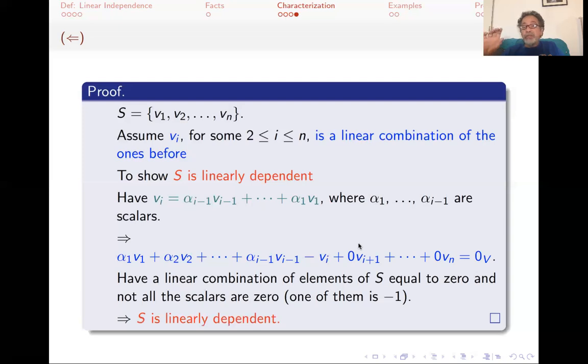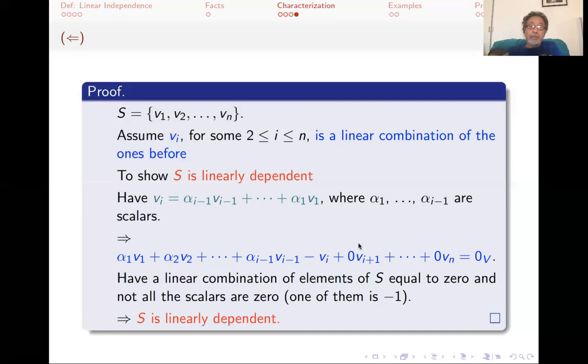Moreover, we know that not all of the scalars are 0. Why? Well, because one of them is minus 1. The coefficient of vi is minus 1, and that's not 0. So that tells us that S is linearly dependent according to the definition of linear dependence. And so now we're done with the proof.